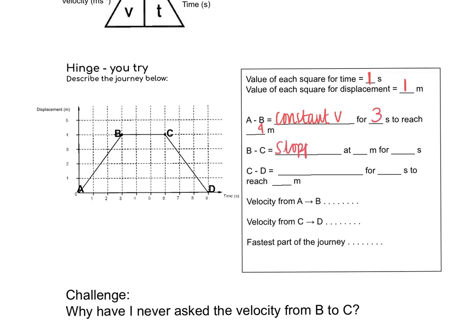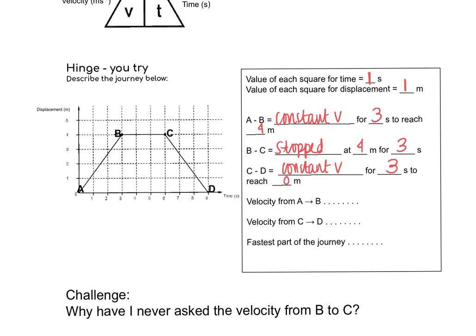B to C, it's stopped at 4 meters for 3 seconds. And C to D, it's again a constant velocity. What's different here is it's going in the opposite direction, but it's still a constant velocity. It's not decelerating just because it's going down. It's going to be for 3 seconds to end up at 0 meters.